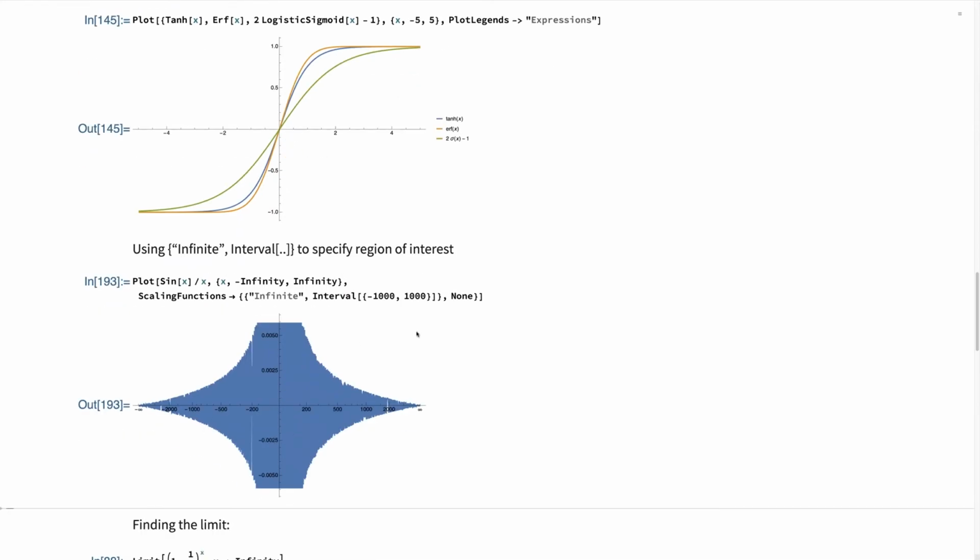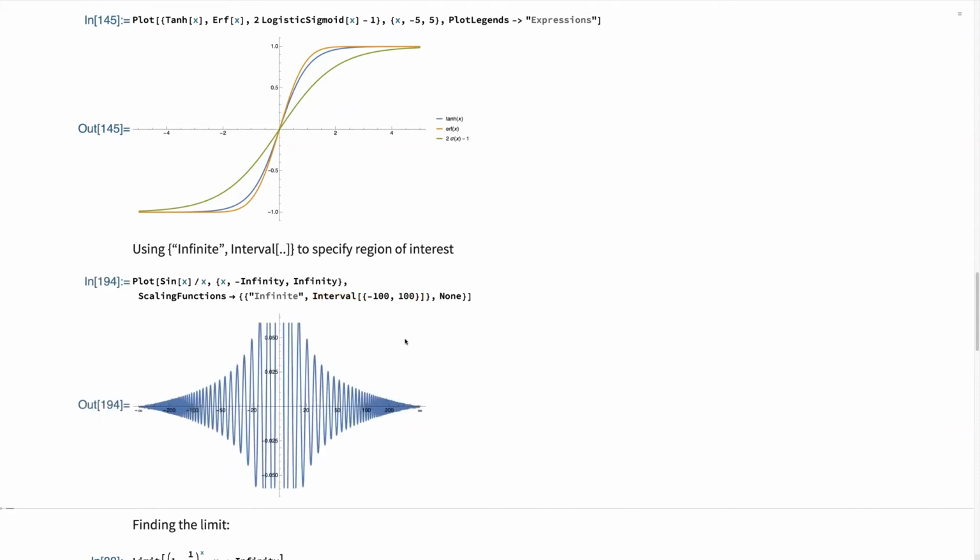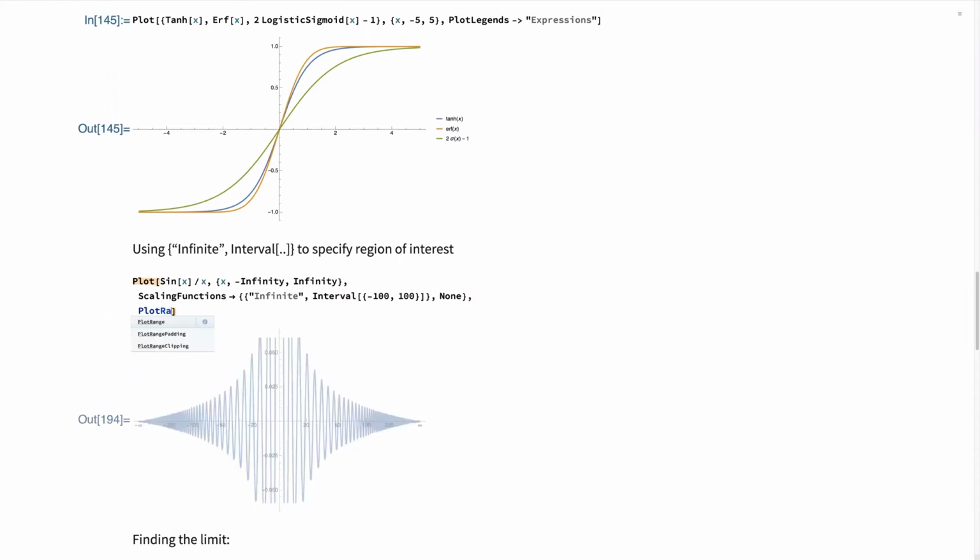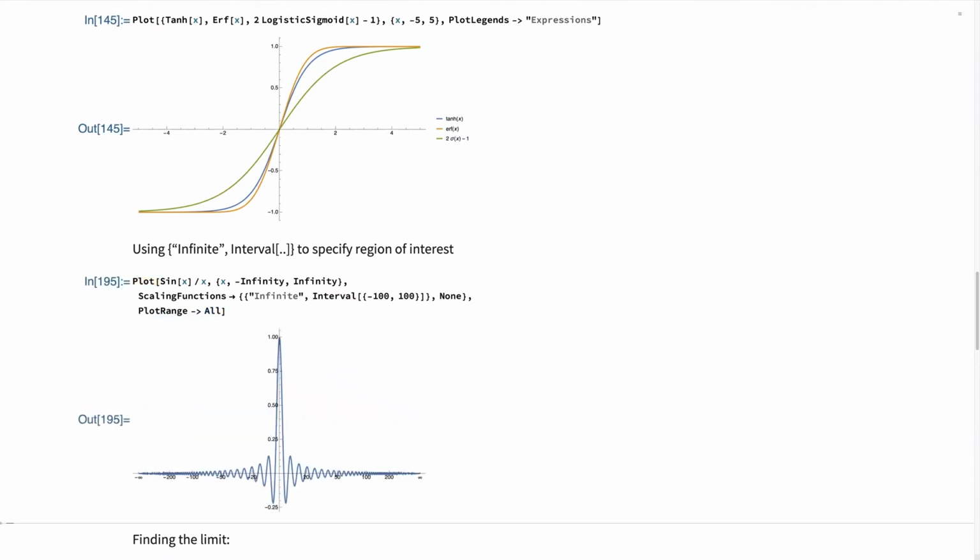Well, so that's probably a little bit too much. Right. So then you will have this infinite scale stretched much less at the origin.